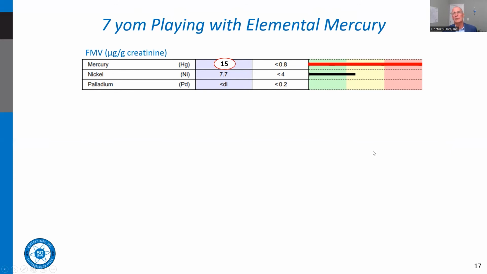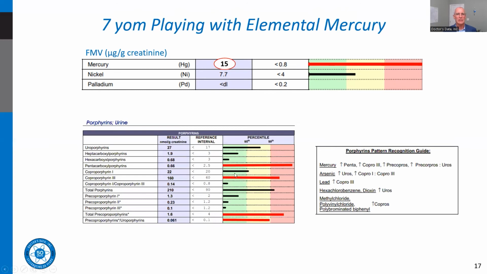Now, for research purposes, I asked this doc to go ahead and collect the first morning void again for urine porphyrins. And as you can see here, the classic urine porphyrin profile associated with mercury lit up very, very well. So I like this porphyrin test matched with the exposure because it shows us a good indication of true physiological impact, okay? Disruption of a major physiological process, heme biosynthesis.